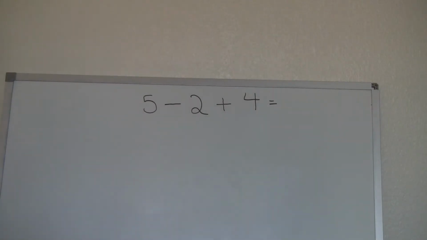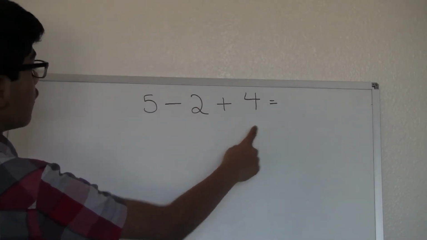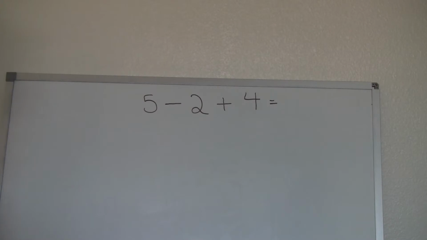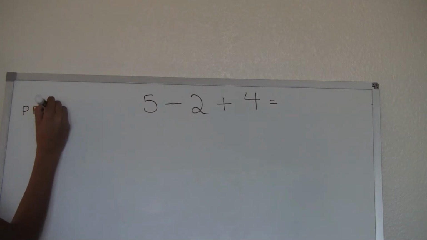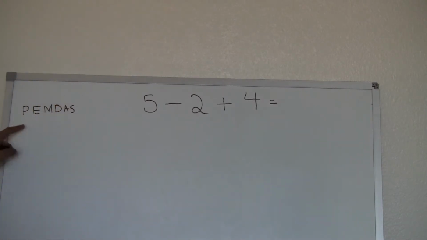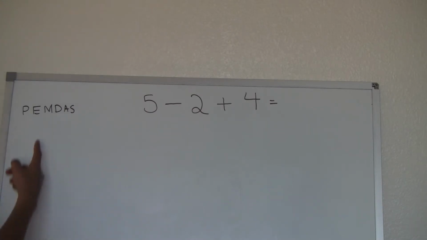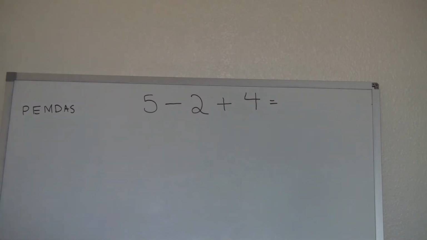Hello, in this video we will be doing 5 minus 2 plus 4. We'll be solving this expression. So let's recall PEMDAS, which is please excuse my dear Aunt Sally. It says to do parentheses first, then exponents, then multiplication and division, then addition and subtraction.